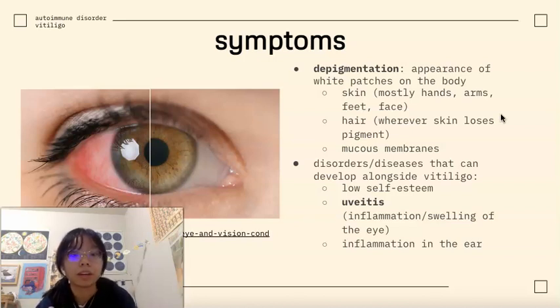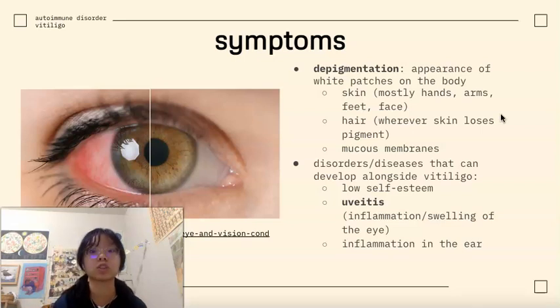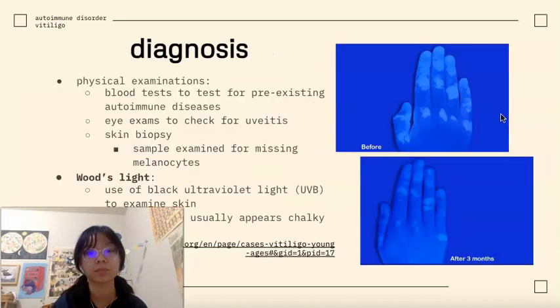A big one, I suppose, is low self-esteem. Since this is a cosmetic disease, with changes to your body, it is very obvious to see if somebody has vitiligo, since it's just white patches on your skin. You could also develop uveitis, which is inflammation or swelling of the eye, and also inflammation in your ears.